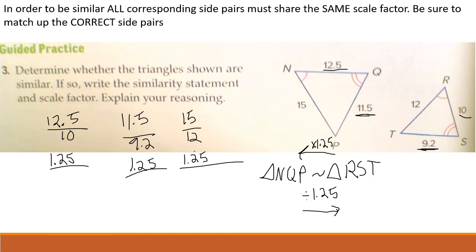Or I shouldn't say that, because if your scale factor is less than 1, then it can be a little bit wonky. But basically, you want to make sure that your numbers are increasing or decreasing depending on which one you're going to. If I'm going to a smaller triangle, I want to make sure my numbers are decreasing. If I'm going to the bigger triangle, I want to make sure my numbers are increasing.